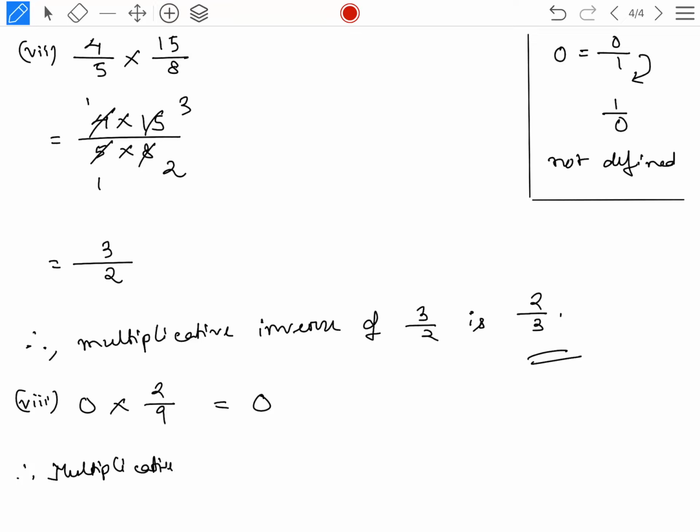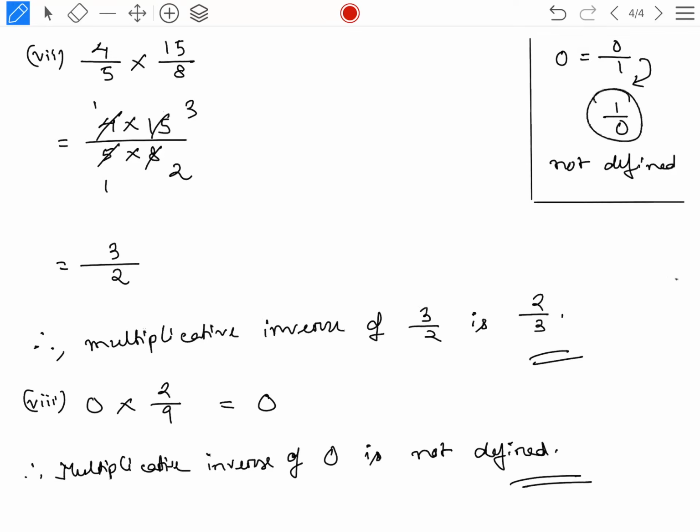Whenever you have to write the multiplicative inverse of 0, you will simply write that the multiplicative inverse of 0 is not defined, because it is not possible to write the reciprocal of 0. Because if I write the reciprocal of 0, I have to write 1 by 0, and the answer will be not defined. Understood? Okay.